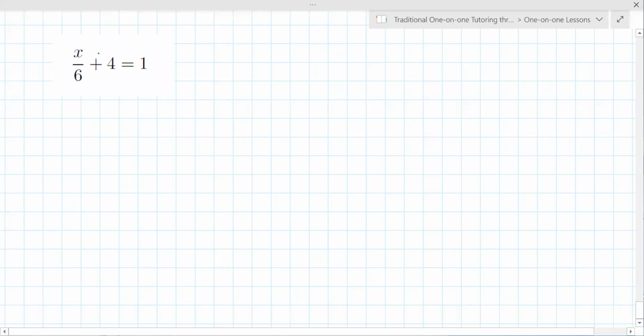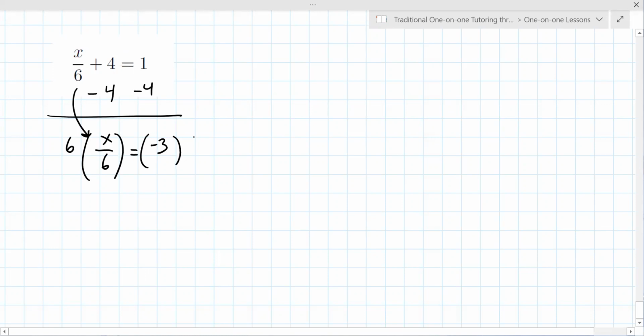So here you need to undo plus 4. You undo plus 4 with minus 4. You bring the x over 6 down, equals, you have $1, you give 4 away somehow. Now you don't have $3. We've got to find a better example now, but that is what it is. The 6 is dividing the x. You undo division with multiplication. So x equals minus 18.